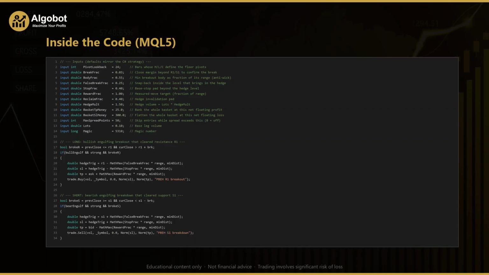The Boolean broke S confirms the previous close was at or above S1, and the current close dropped below S1 minus the margin. With a bearish engulfing and a strong body, the code places the hedge level above, the stop above that, and a target below the current price, then calls trade.sell. Notice both sides use the same range-based math. Nothing here is hard-coded in pips, which is what lets the same logic run on different symbols.